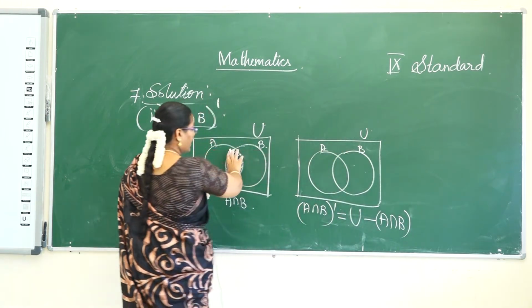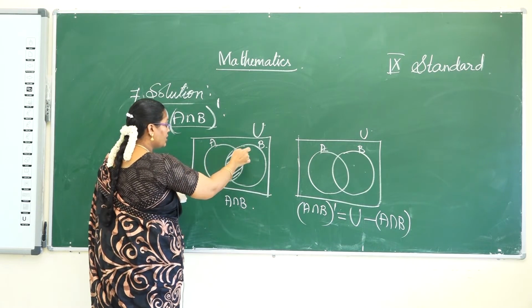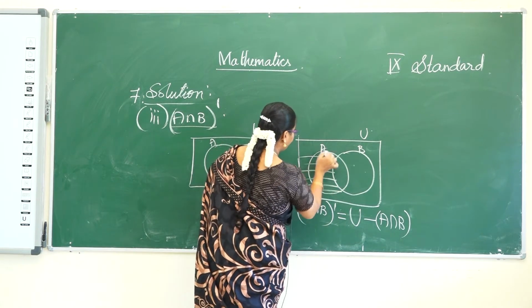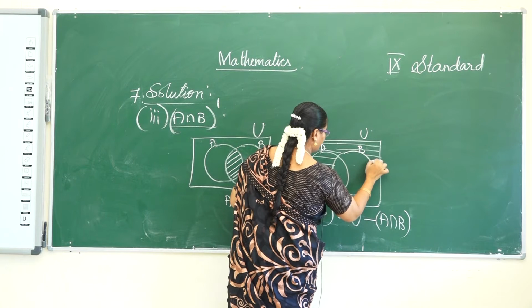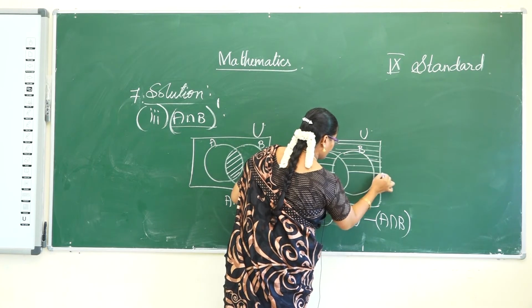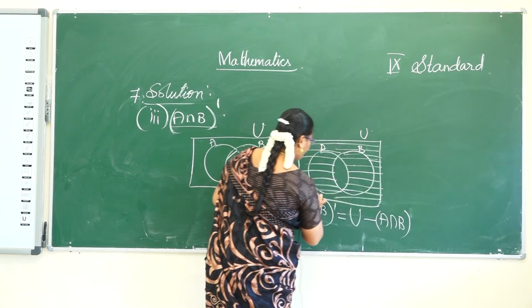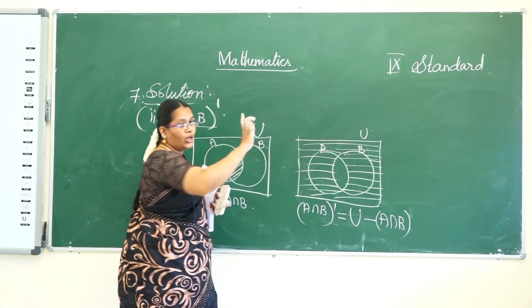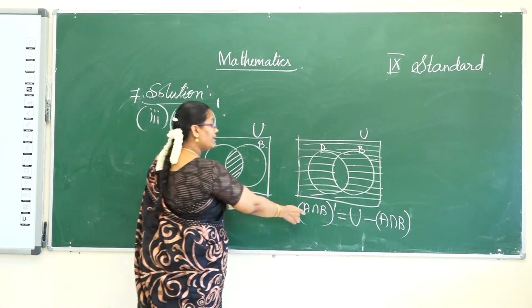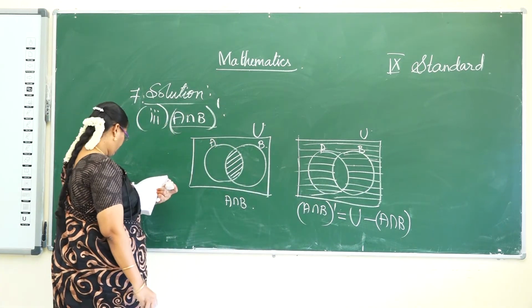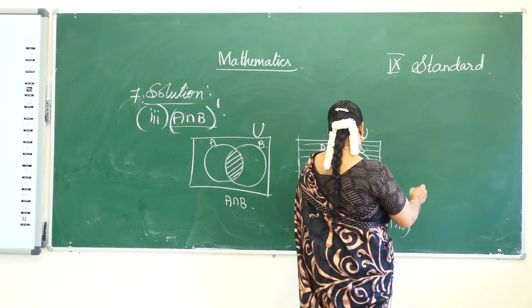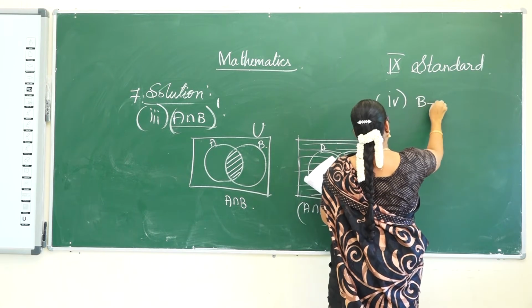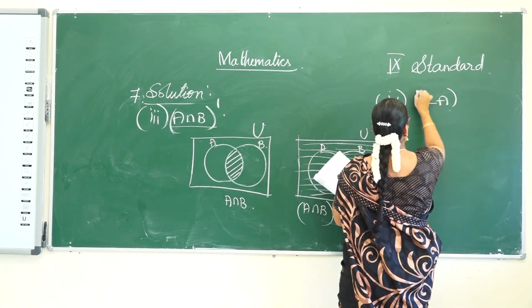So except this portion, what are the remaining portions? The remaining portions will be shaded. Do you understand? Except the intersection portion, the remaining part in the whole universal set is shaded. Okay, that is A intersection B complement. And the fourth one, B difference A, the whole complement.